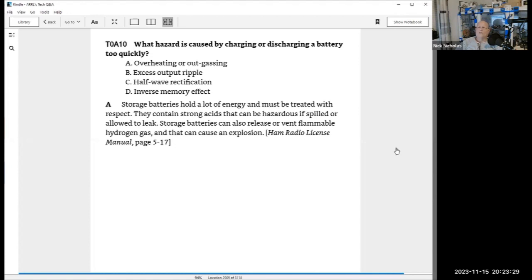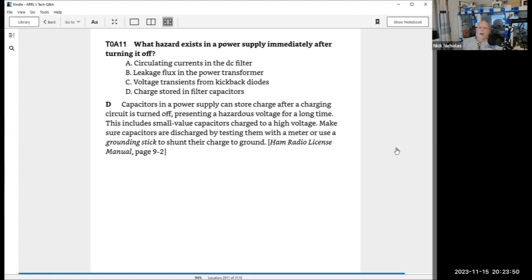What hazard is caused by charging or discharging a battery too quickly? Depending on the battery, but generally you'll overheat it, and that may cause outgassing, but it could also, in the case of lithium batteries, make a big boom. Don't do it. What hazard exists in power supplies immediately after turning it off? Well, the capacitors can be charged up. So D, stored charge in filter capacitors. They can hold tremendous voltages and they can still be deadly until they're discharged.